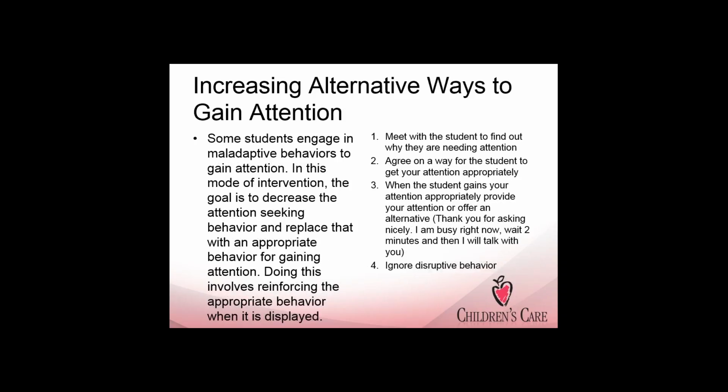Increase alternative ways to gain attention. Some students engage in maladaptive behaviors to gain attention. In this mode, the goal is to decrease the attention-seeking behavior and replace it with an appropriate behavior. So you want to reinforce that appropriate behavior when it is displayed. Again, you're going to meet with them if possible to find out what it is and why they are needing that attention. Agree on a way for them to appropriately gain your attention.